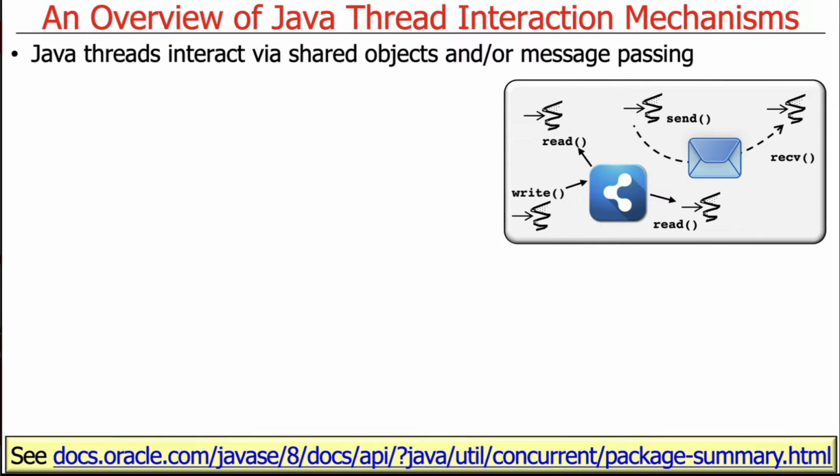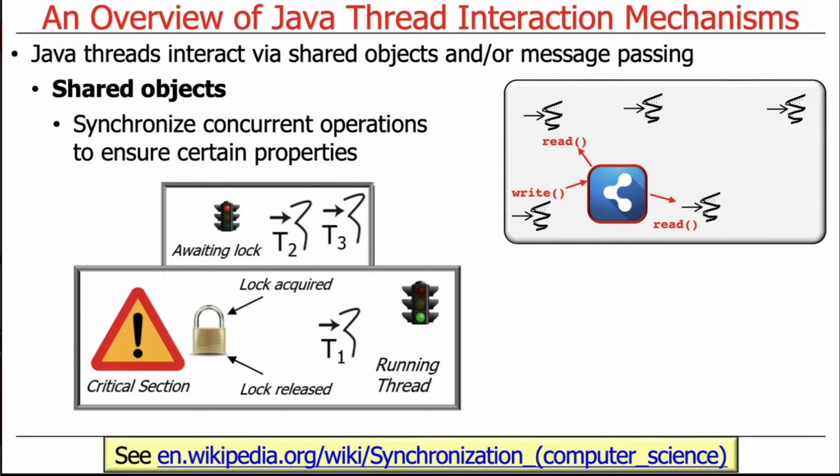So Java threads, of course, you can create a Java thread. It can go off and do its thing by itself. But that's probably the exception. Usually threads interact. Not all, but a lot of times threads interact. And when they interact, they typically interact with shared objects and/or message passing, or both. So we'll start by talking about shared objects.